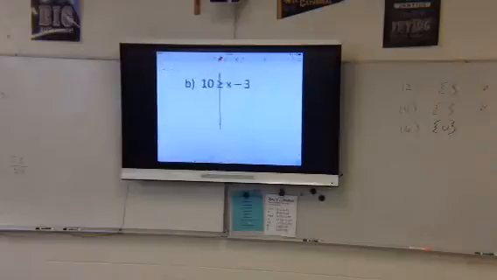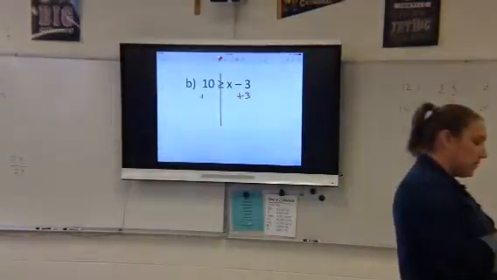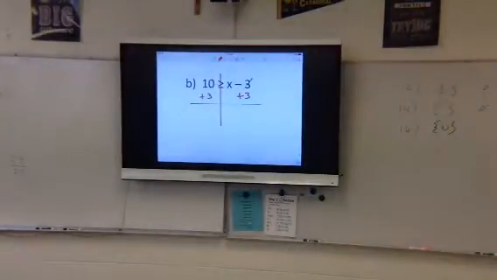All right, so now what are we going to do on this one? How are we going to solve this one? Add 3. Very good. Add 3 to both sides. Okay, so we end up with 13 greater than or equal to x. Now, what do I have to do before I can graph?